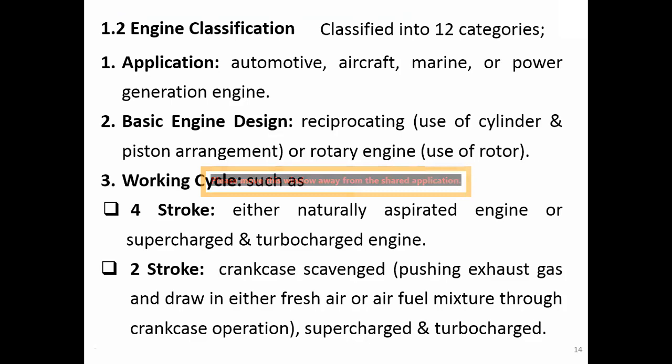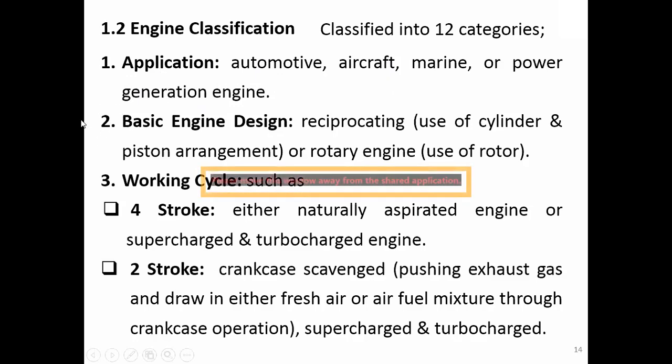Right? At the beginning, we said we have two types of engine. That is the major type of the engine, external and internal. Now, if we concentrate on the internal combustion engine, the internal combustion engine can be classified into 12 categories. Okay, the first one, if we look at the applications, the engine can be used on the automotive, on the aircraft, on the ship, or on the generator. Okay, this is according to application, right? We can use the engine to do this, to do this, to do this.